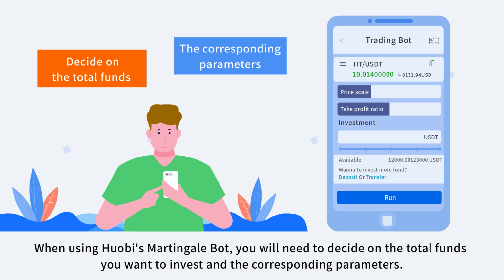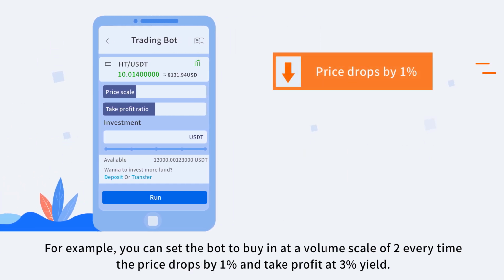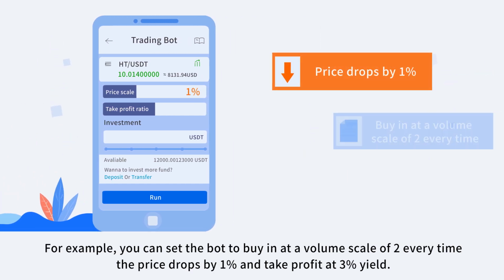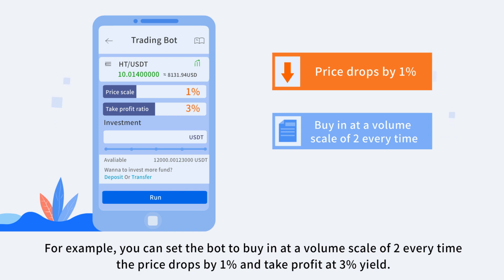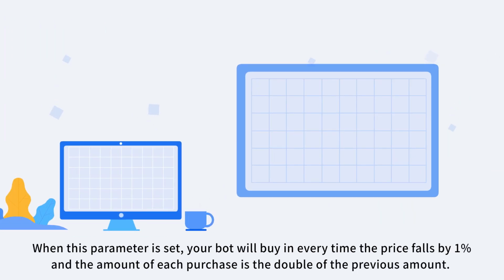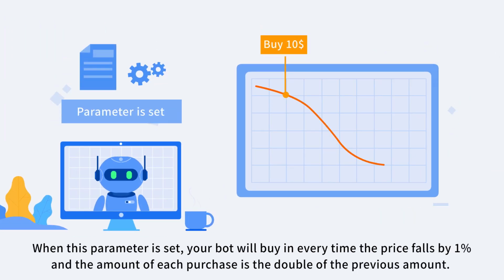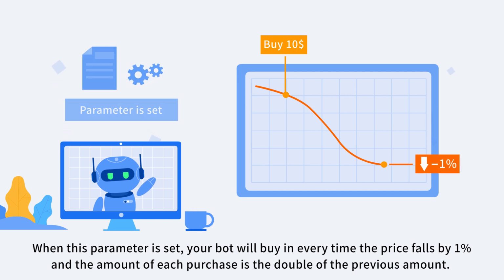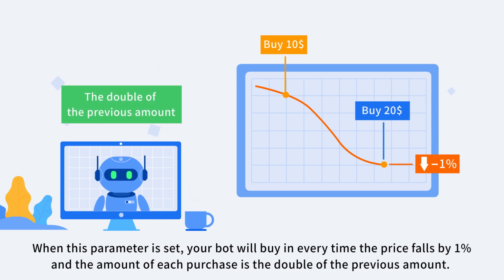the corresponding parameters. For example, you can set the bot to buy in at a volume scale of 2 every time the price drops by 1% and take profit at 3% yield. When this parameter is set, your bot will buy in every time the price falls by 1%, and the amount of each purchase is double the previous amount.